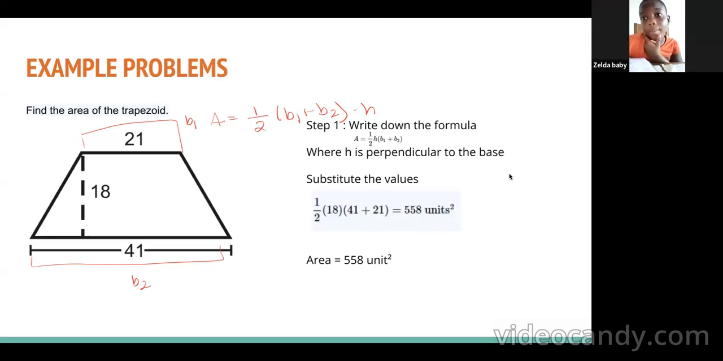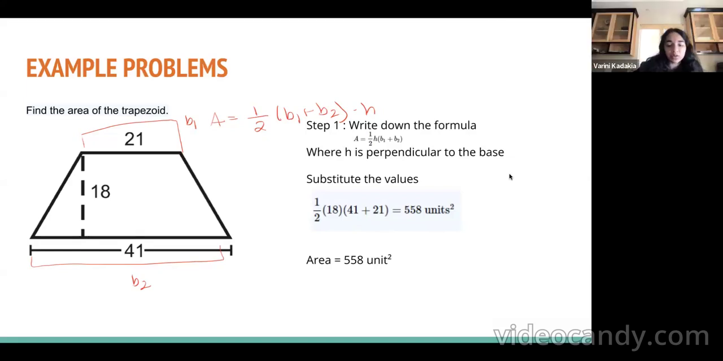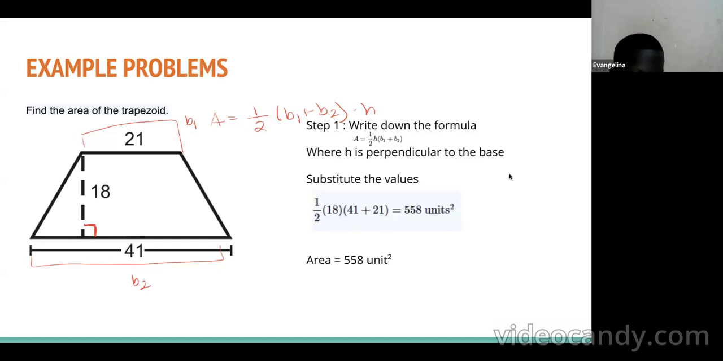Yeah, Zelda? Please, what is perpendicular? Oh, perpendicular? That means it makes a 90-degree angle right here.